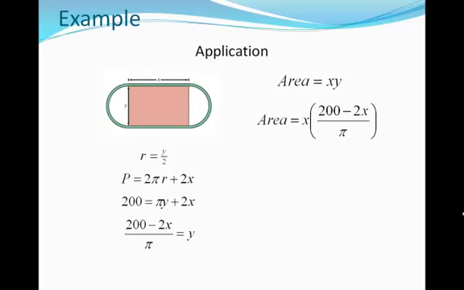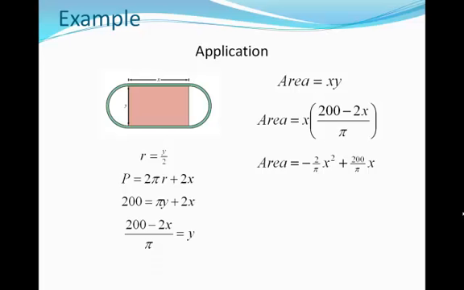So I've substituted the perimeter into the area formula and basically swapped out the y for (200 minus 2x) divided by pi. Now that might not look quadratic, but if you distribute the x, sure enough you can see you get an x squared in there. So I have that the area is equal to negative 2 divided by pi times x squared plus 200 divided by pi times x. And there's our quadratic equation for the area.